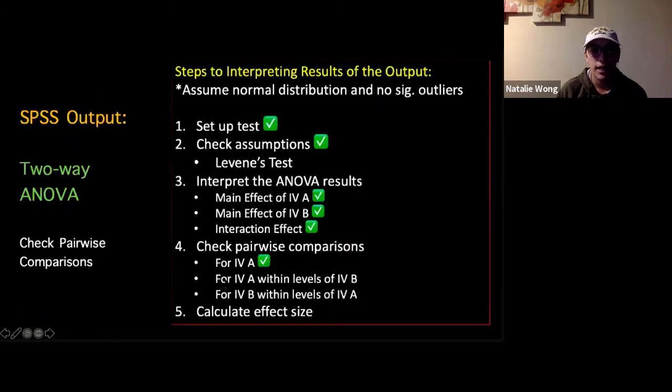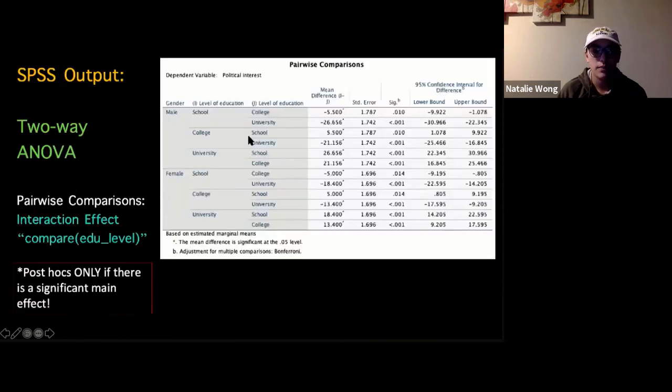Then we can look at the pairwise comparisons for our interaction effect. We'll do kind of 2 steps for this one. The first, we'll look at differences between education levels within each gender. If you're referring back to the syntax that you typed in, this would be the compare education level line of code that you wrote.